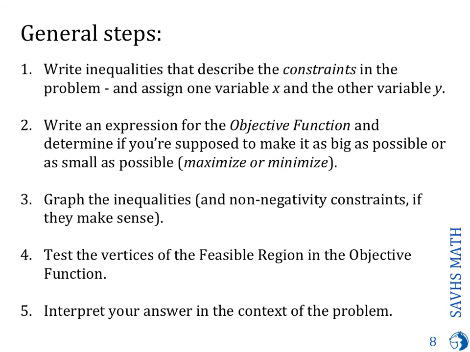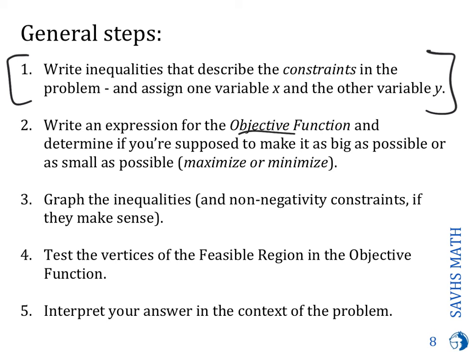Here are the general steps for solving one of these linear programming problems. First, you need to write those inequalities that describe the constraints on the problem. I like to assign variables x's and y's because I'm more comfortable with them, but if you want to stay with, for example, the b and the m, just remember which axis is the b axis and which axis is the m axis. That just feels kind of confusing to me. I like the x's and y's.